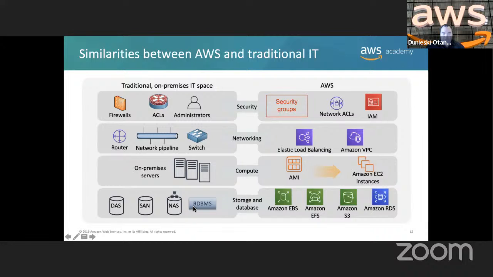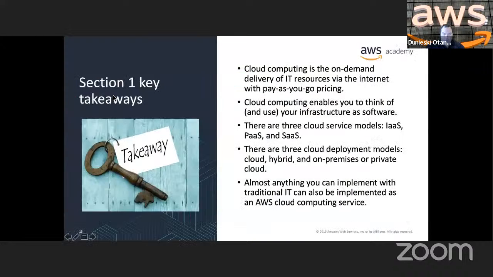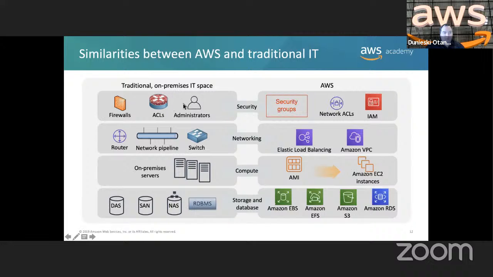We're gonna have the relational database management system, which is RDS in AWS. Well, guys, as you can see, for every single traditional feature, if we may call it that way, we have an equivalent in AWS. So AWS, guys, they've been in the business for 14 years, so they know what they're doing. Okay.